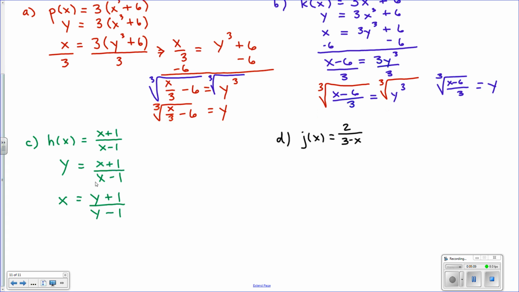Now this one gets a little trickier because now we have two different expressions that have y's in them. So we're going to have to get our y minus 1 out of the denominator. In order to do that, let's multiply each side by y minus 1.